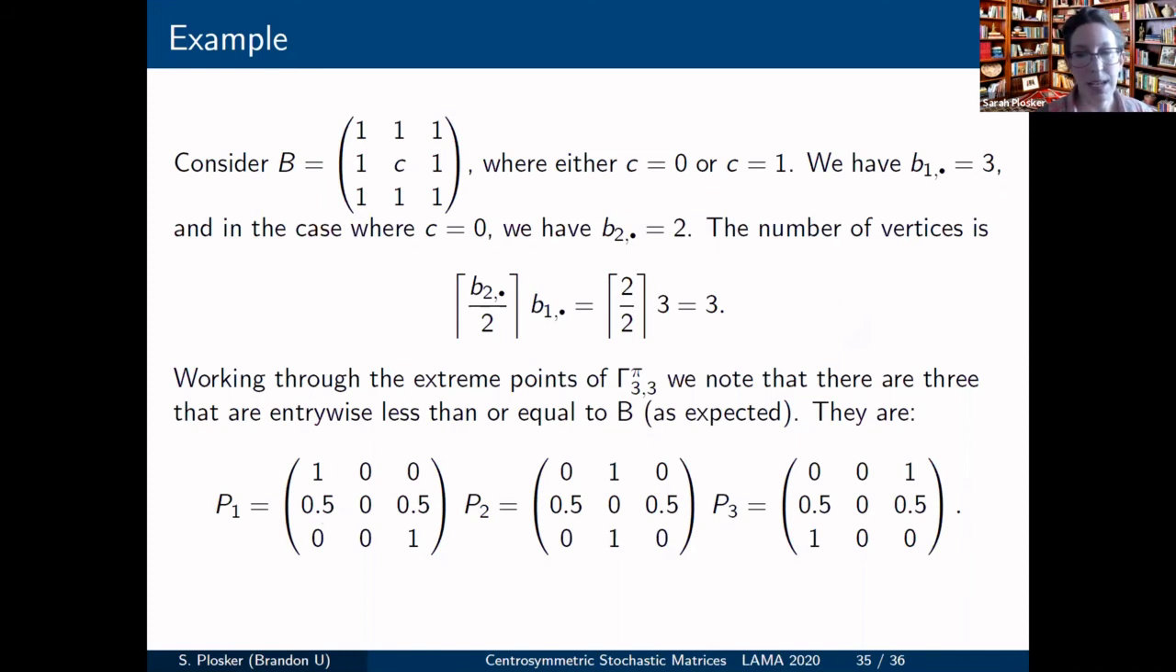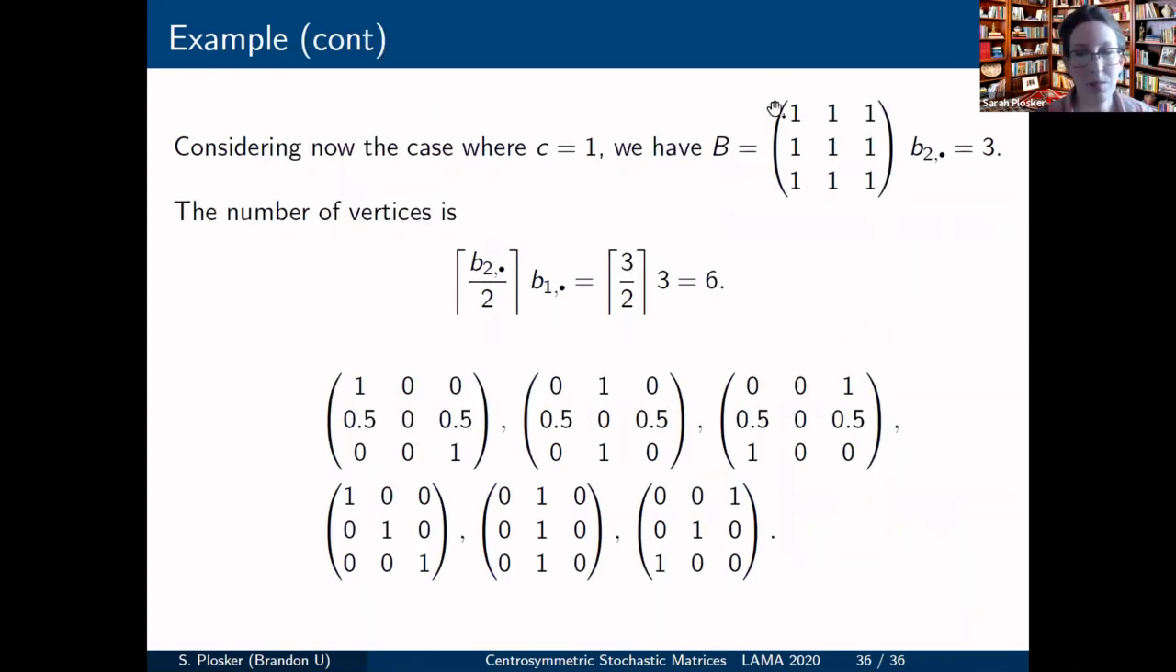And they would be rectangular permutation matrices except for this row of 1/2, that middle row. Okay, so if C is 1, then we have row sum is still 3 for that top row, but now we have a 3 here for the row sum of the second row. So 3 divided by 2 is 1.5, and you take the ceiling, so you round up. So you're going to get 2. So 2 times 3 is 6, and there's actually 6 extreme points that are entry-wise less than or equal to B.